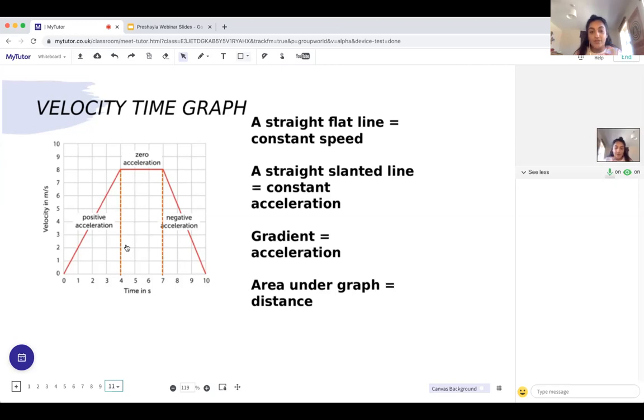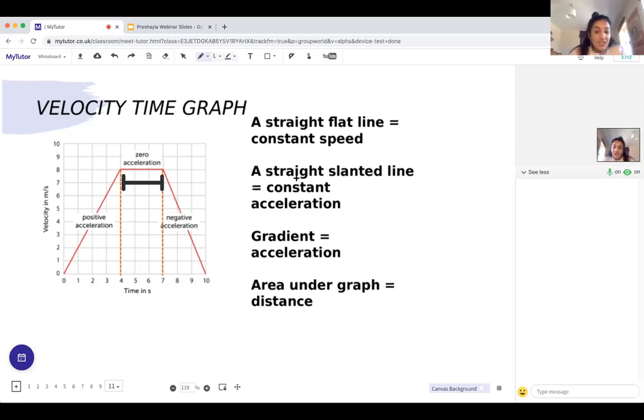Okay, so this time for a velocity time graph, if we have a straight flat line, so this portion in the middle here, that's a constant speed. There's no acceleration, there's zero acceleration. It's not getting faster or slower, it's the same speed for that entire portion.